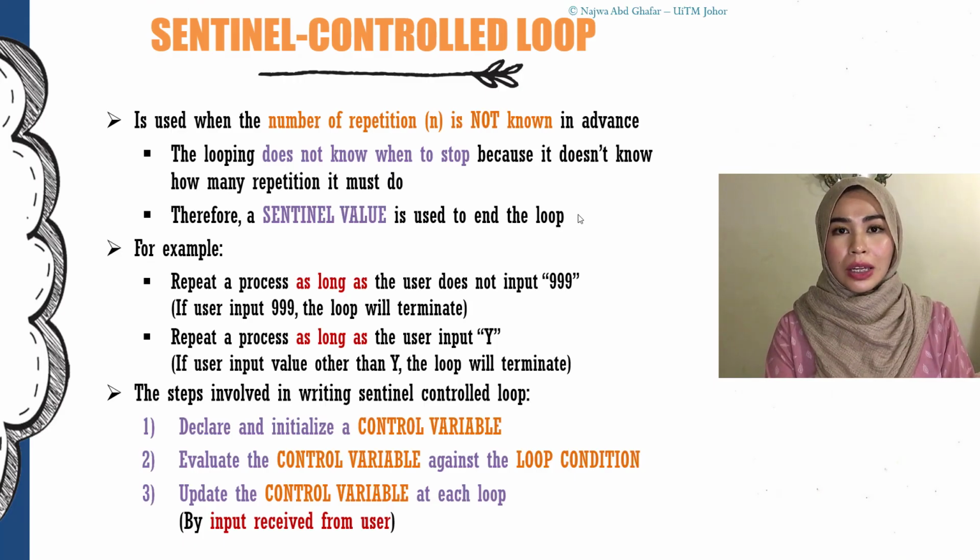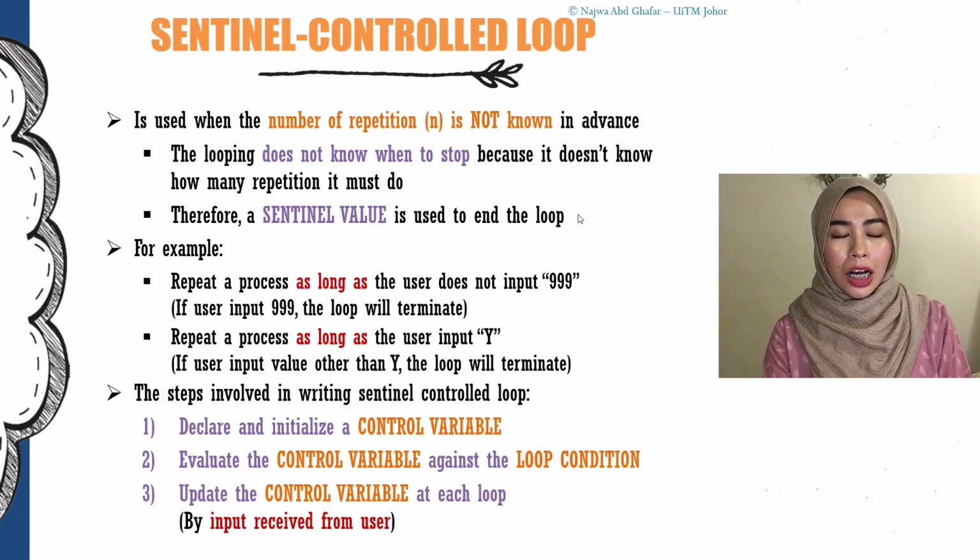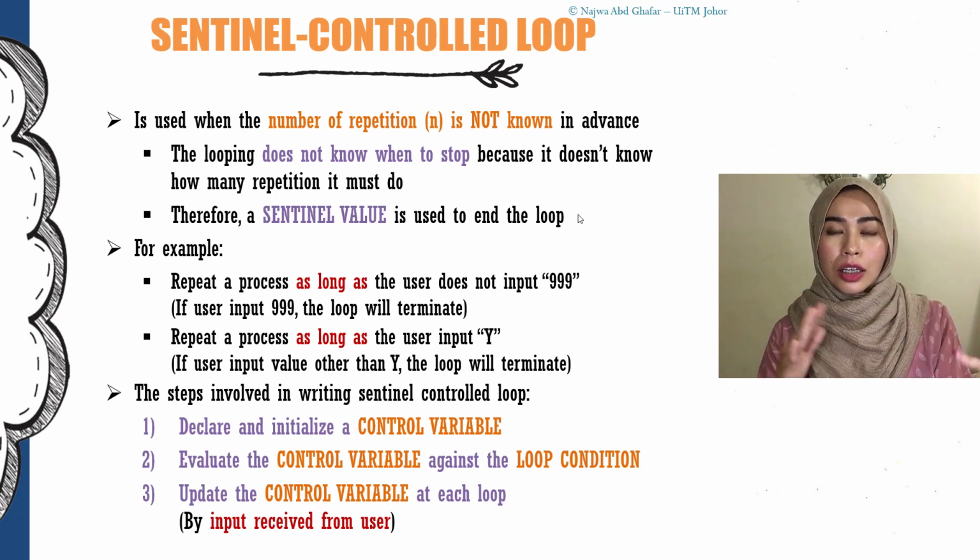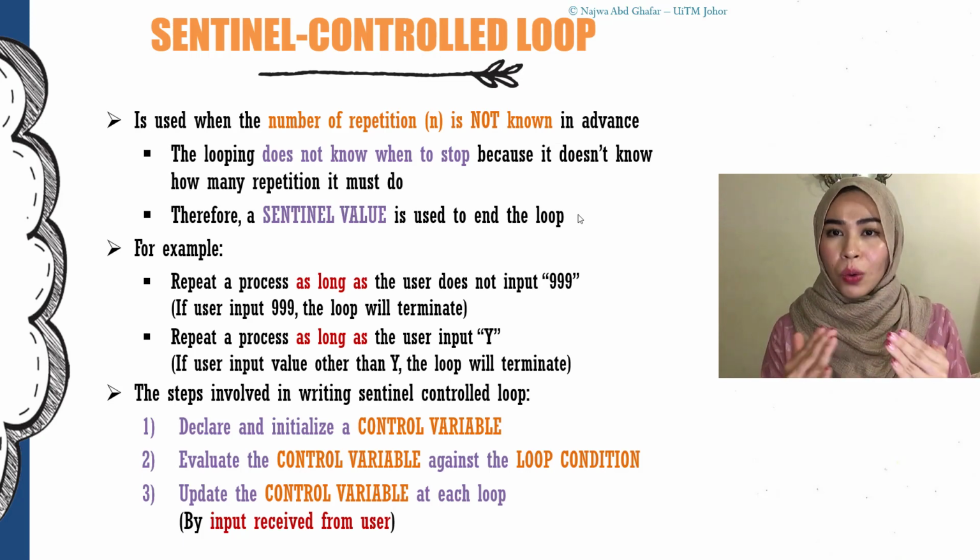So let us go into the next type of loop, which is the Sentinel control loop. It says here that a Sentinel control loop is used when the number of repetitions is not known in advance. So this means that it is a complete opposite of a counter loop, where a counter loop is when we know when to stop. So a Sentinel control loop is when we don't know when to stop.